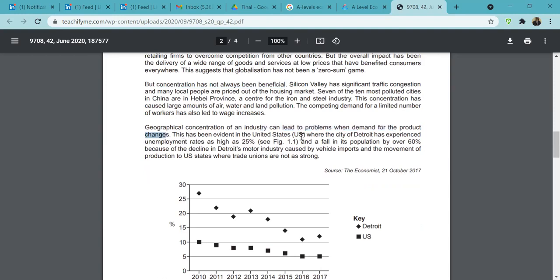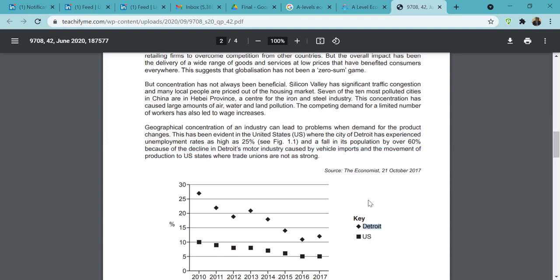Okay, this has been evident in the United States, where the city of Detroit has experienced unemployment rates as high as 25%, and a fall in the population by over 60% because of the decline in Detroit's motor industry, caused by vehicle imports and the movement of production to US states where trade unions are not as strong, right? Now, what is this last paragraph talking about?